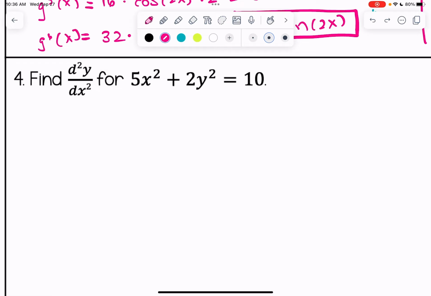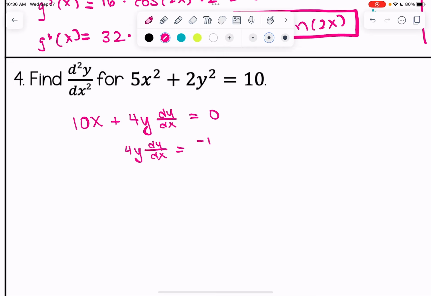So the derivative of 5x squared plus 2y squared equals 10. That's going to give me 10x plus 4y dy/dx. Remember, anytime you're doing an implicit derivative and you're taking the derivative of a y term, you're going to get dy/dx attached to that derivative, and the derivative of 10 is 0. All right, let's isolate the dy/dx. So I have 4y dy/dx equals negative 10x. I'll do this in separate steps here, negative 10x, and now I'll divide by 4y.